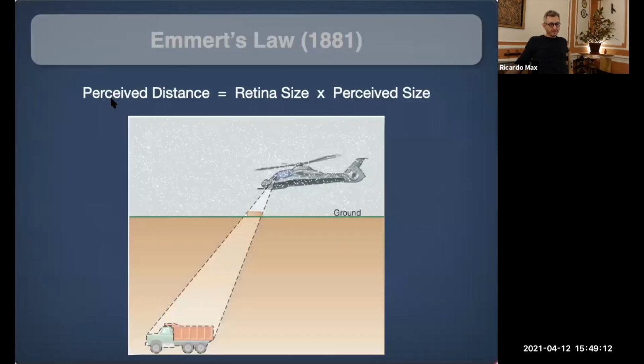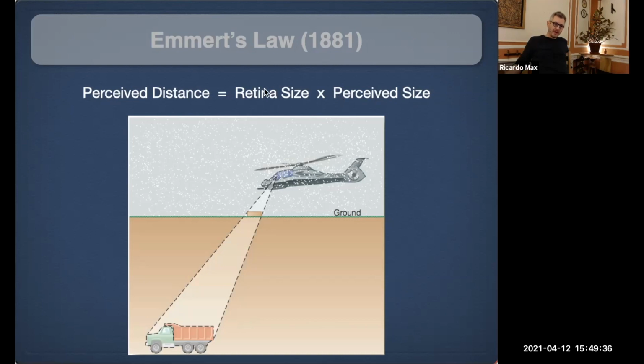Emmert's law proposes that perceived distance from an object is the calculation from the size of that object on our retina by the perceived size of that object.